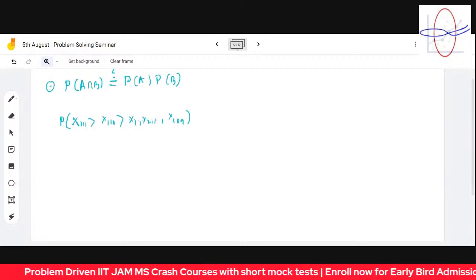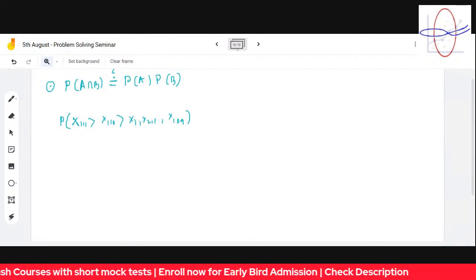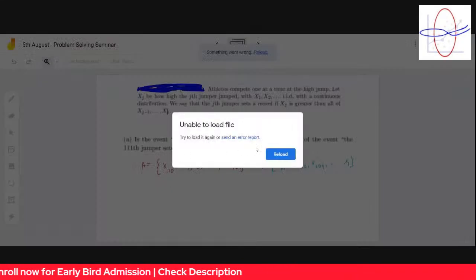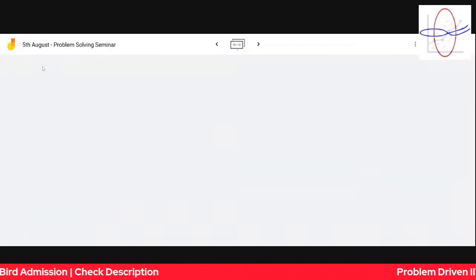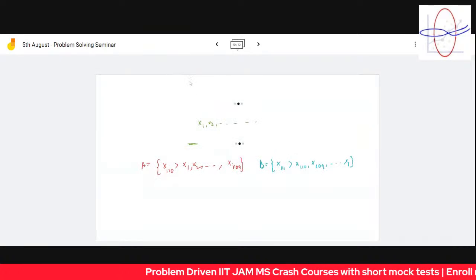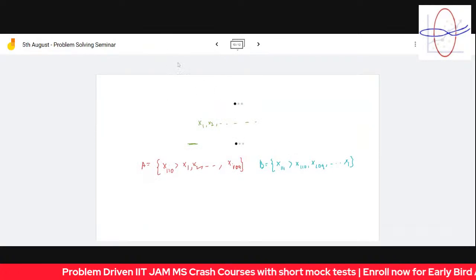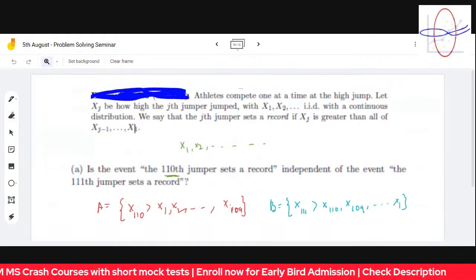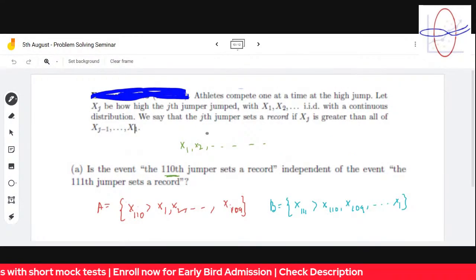All of you understood this, guys? This is very easy. Or in the sample space of A in the last slide? Here? Oh, here. Yes, sir. The 10th jumper has the maximum, right? One second, it's loading. Just give me a minute. Yeah, this 10th jumper has a maximum jump.